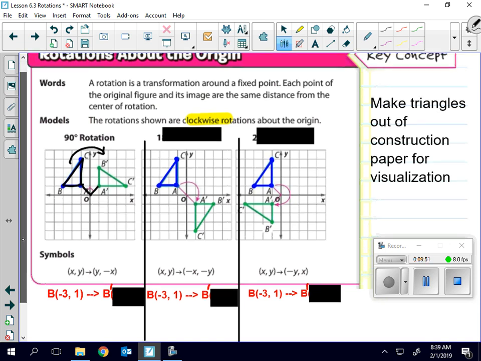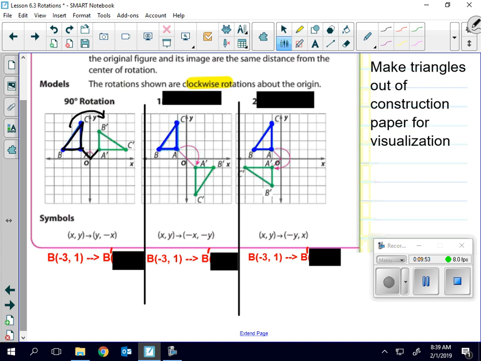All right, so if you look at the symbols down here, what happens? All right, so your original (x, y) changes to (y, -x). So the x gets flipped over into the y coordinate and made the opposite sign. Let's look at that for a second. B, right here, is (-3, 1). And look at B prime is (1, 3). That's B prime here at (1, 3).